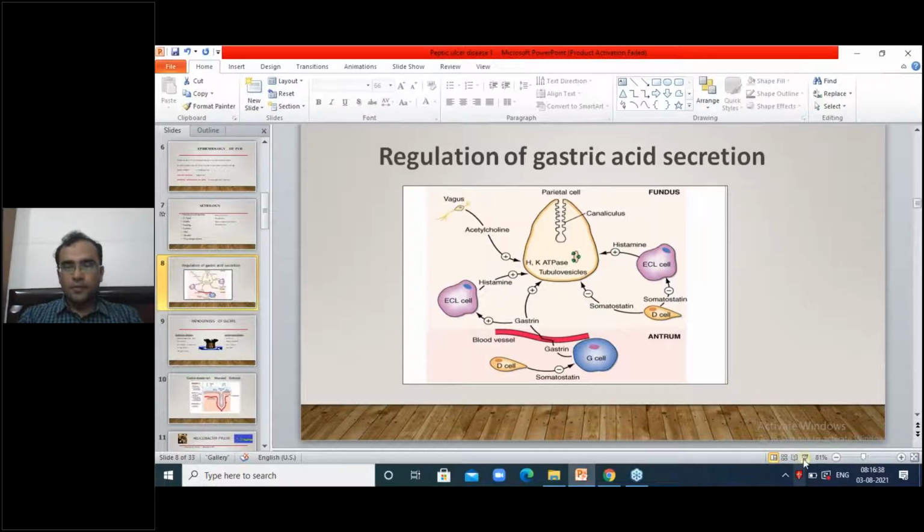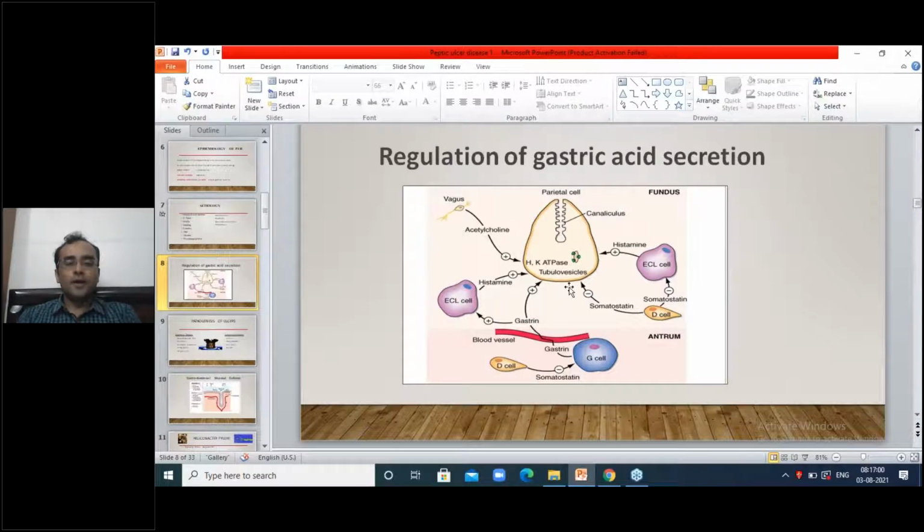I'll tell in brief about the regulation of gastric acid secretion. So this is the parietal cell. The gastric glands mainly have the chief cells and the parietal cells. Chief cells secrete the enzymes. They have the zymogens and they secrete the pepsin. And the parietal cell secretes the acid, that is the HCl, hydrochloric acid.